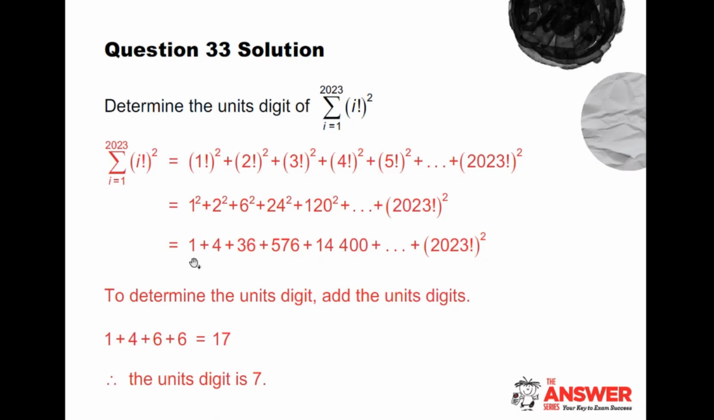So my units digit will be from 1 plus 4 plus 6 plus 6 plus nought plus nought plus nought plus nought plus nought plus nought. Well, if I take 1 plus 4 plus 6 plus 6, I get 17. What is the units digit? 7. So there's, I think, a super cool question.